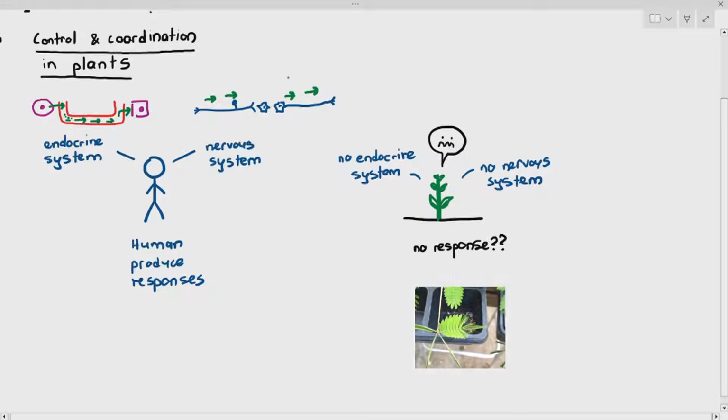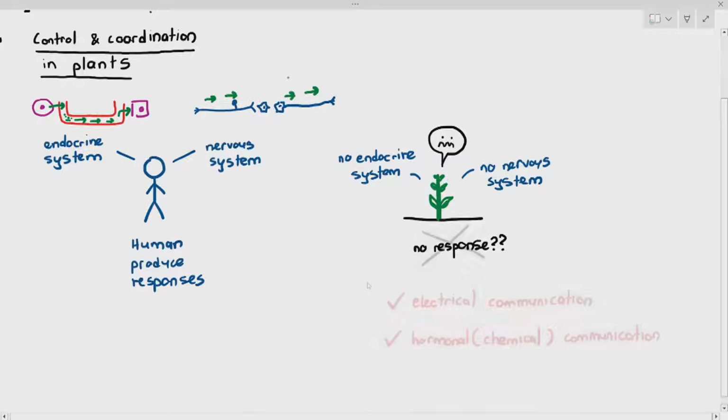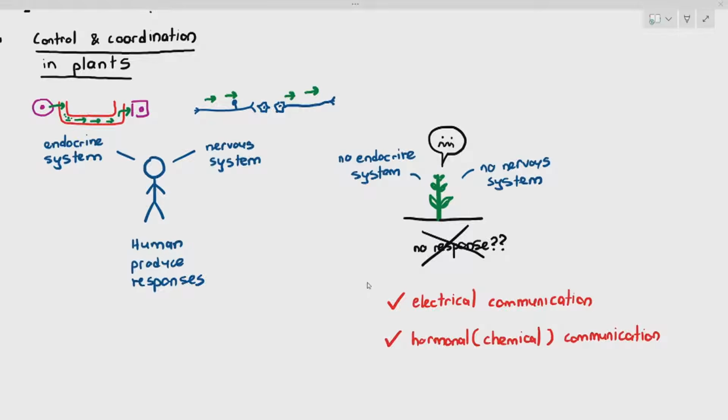Plants will also grow towards light, that is called phototropism. Roots will usually grow downwards and shoots of the plant will grow upwards, that's called gravitropism, where it's responding to gravity. So plants, interestingly enough, even though they don't have an endocrine system or nervous system, do have electrical communication and also hormonal or chemical communication. And we are going to be looking at that in detail.